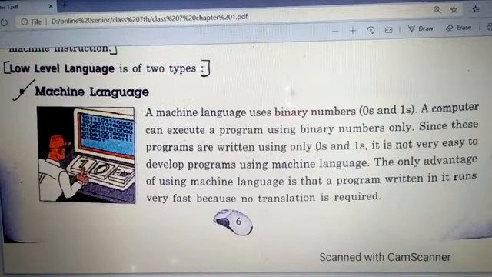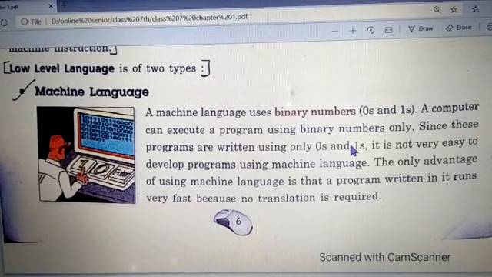Further, low level languages are of two types. The first one is machine language, and how it works, children, it uses binary numbers. Binary numbers are 0 and 1. Remember this. A computer can execute a program only using these binary numbers, since it understands only zeros and ones. It won't understand any other language. So this program is written in zeros and ones.